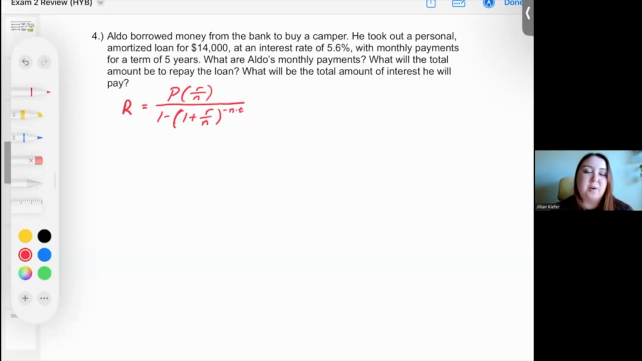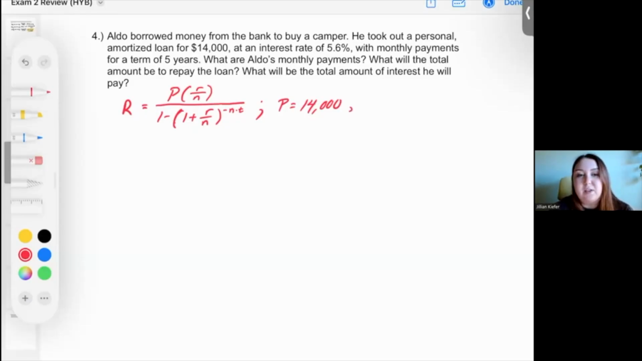And that's where we're going to start with this problem. We start with monthly payments. Once you know that, we'll be able to calculate how much the total amount is, and that will allow us to find the amount of interest. So with our monthly payments here, we can identify each one of these amounts. We're saying the loan was 14,000. So our principal P was 14,000.